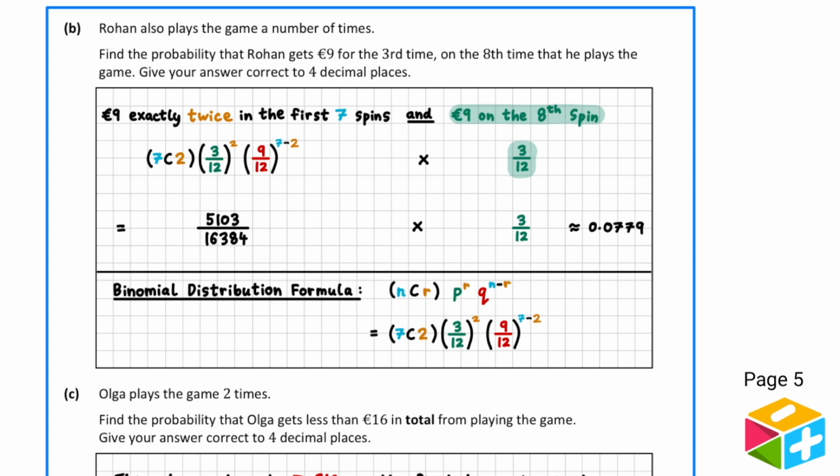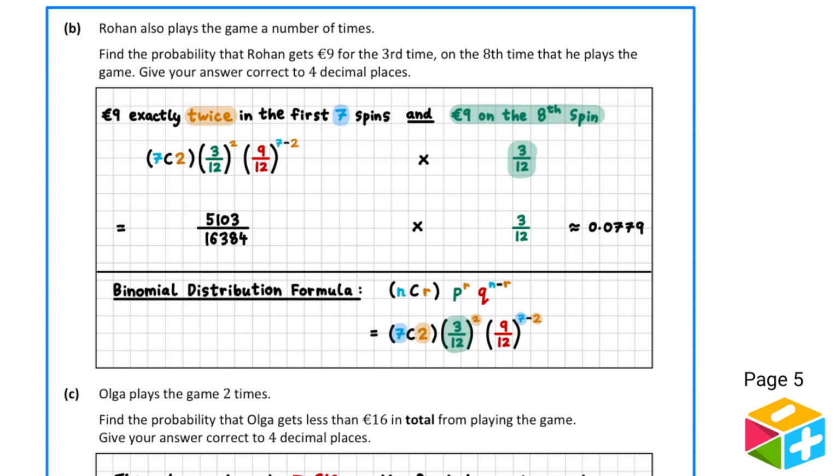Here, N refers to the total number of trials. Since we have 7 spins, N is equal to 7. R is the amount of times we want our event to happen. Since we want €9 exactly twice, we will have R equal to 2. P is the probability that your event occurs on an individual trial. Here, there's a 3 over 12 chance we get €9 on an individual spin. So P is 3 over 12.